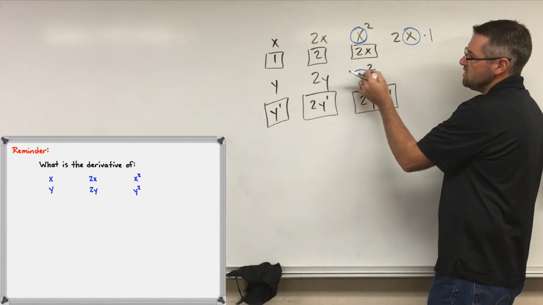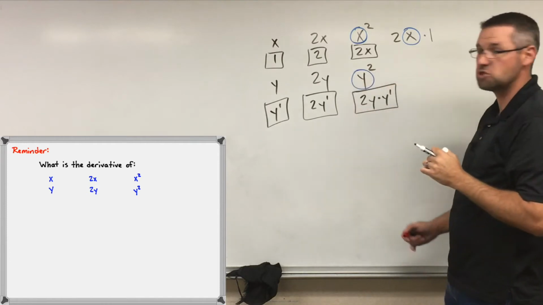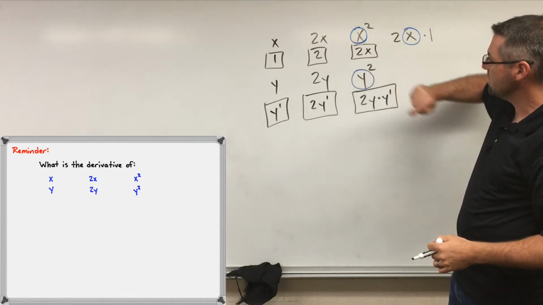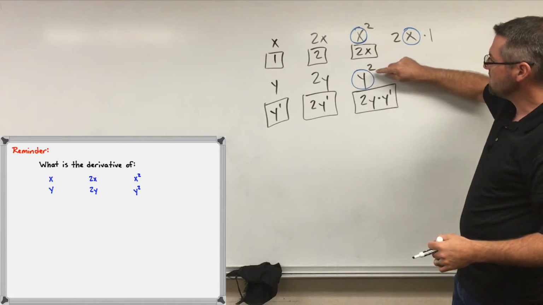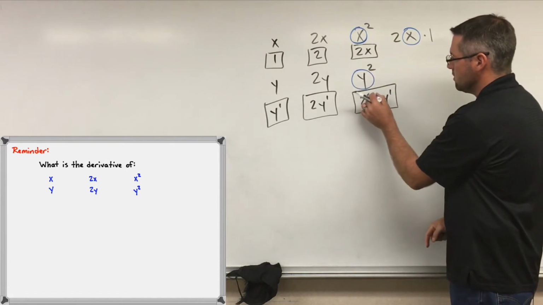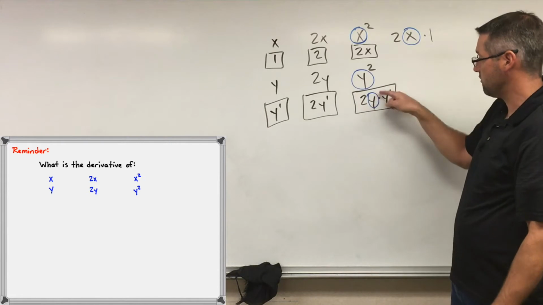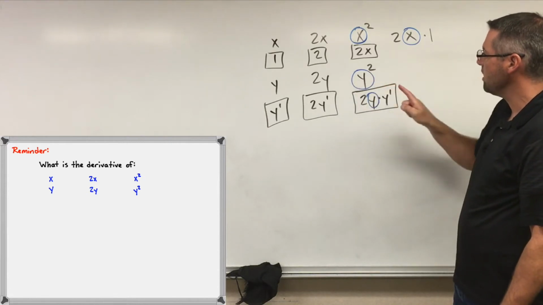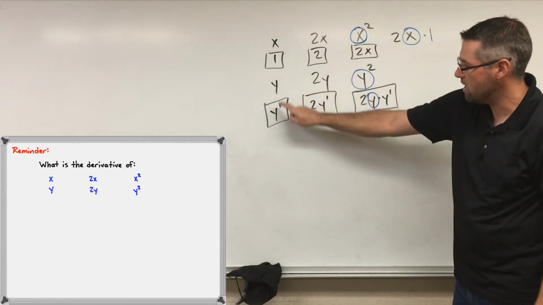So here, if this is my inner function, because it is a function, it's in terms of y, or y is the dependent variable, then we'd say 2 times the something, to the first power, times the derivative of that something. Well, what's the derivative of y? It's y prime. The derivative of y is y prime.